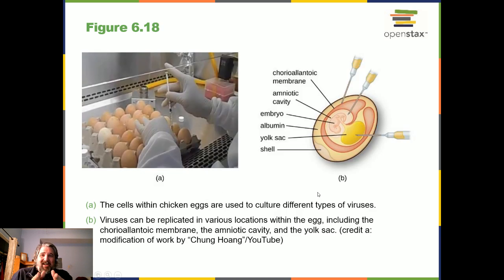But eggs, chicken eggs, are still very popular as a host for viruses. And that's what Dr. Canning uses in his lab. I don't think he's used any lately because he hasn't asked me to stop by the chicken plant to pick up any. So anyway, you can replicate virus in various parts of the egg.